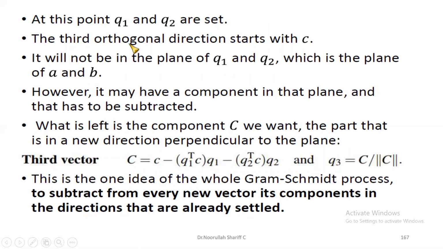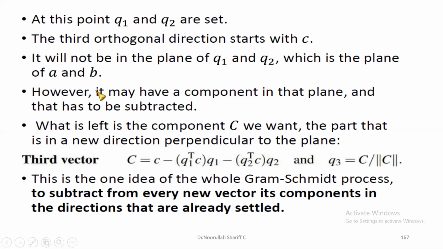vector, we go for the third component, that is the third orthogonal direction starts with C. Now C will again not be in the Q1, Q2 plane, right? Which is again not in the plane of A and B, but it might have a component in the Q1, Q2 plane. So from C, we should remove the component which is there in Q1 and the component in Q2, so that we just get an orthogonal component to both Q1 and Q2.